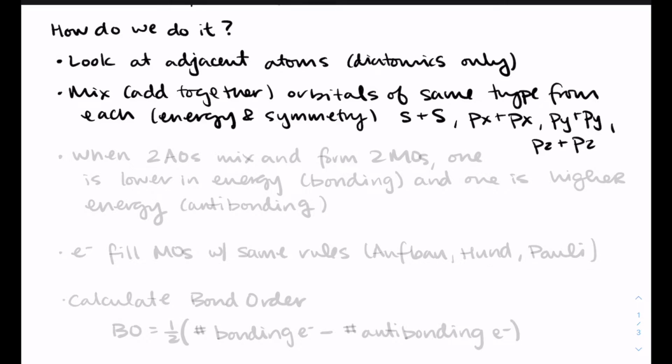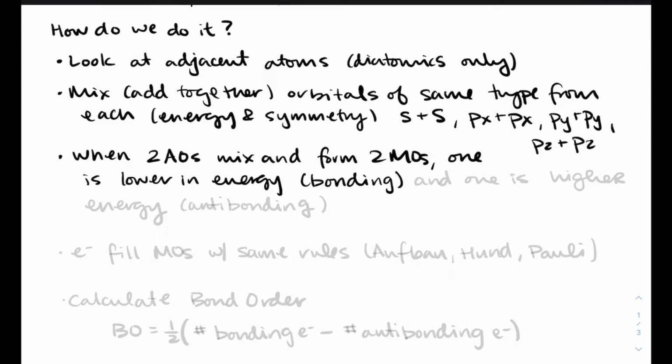And one will have a higher energy, and we'll call that the anti-bonding MO. The electrons: each atom will bring in the valence electrons that it has available to it, plus maybe some charges, or maybe missing some electrons because of charges. And we'll make these molecular orbitals first, and then we'll fill the MOs.